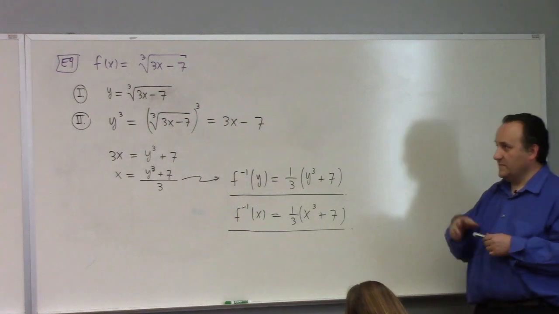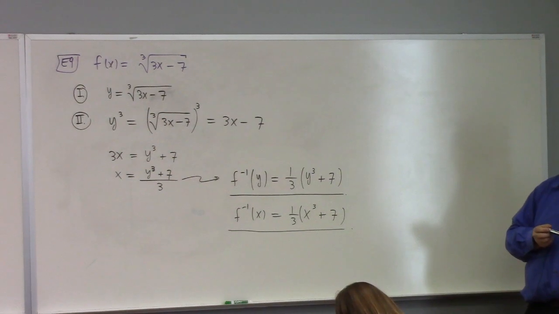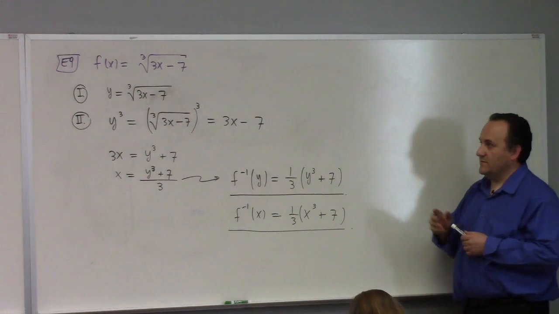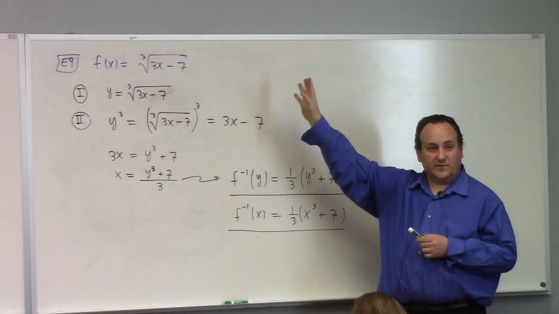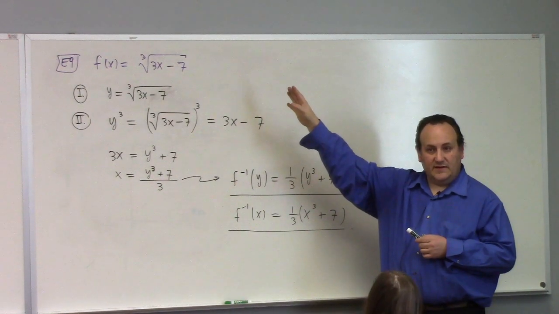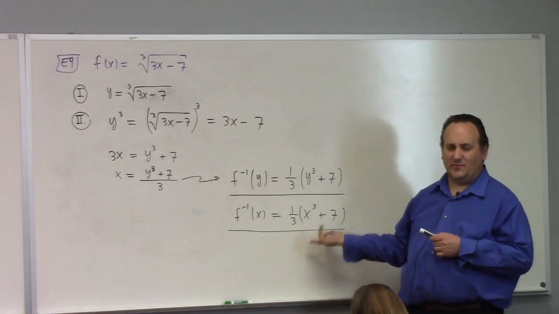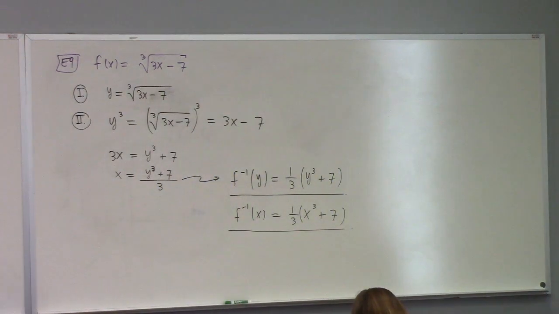One final question. What's the domain and range of this function? They should be all positive. Oh no, cube root can be negative. Cube root of a negative number is a negative number again. So in fact, the domain and the range are all reals. And the domain and the range of the inverse are also all reals. There's something sneaky we can do there, but we'll get to it next time.